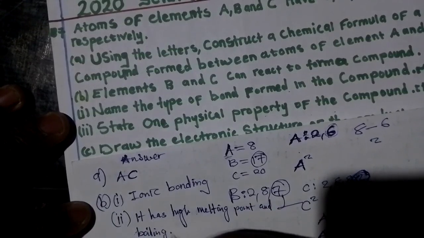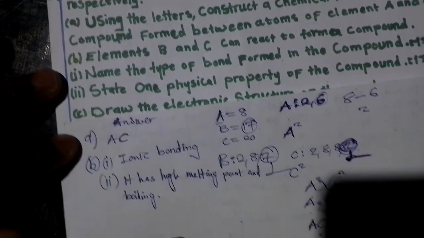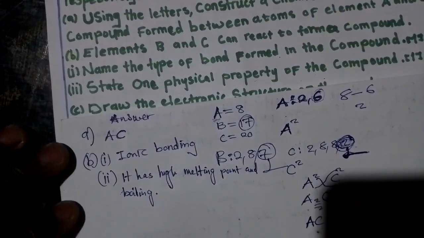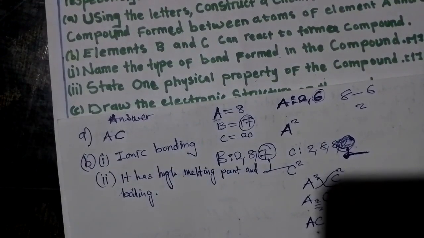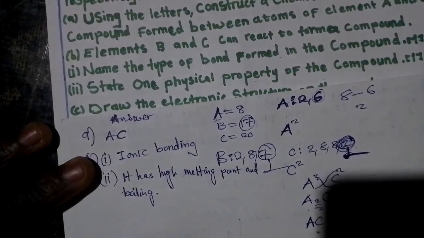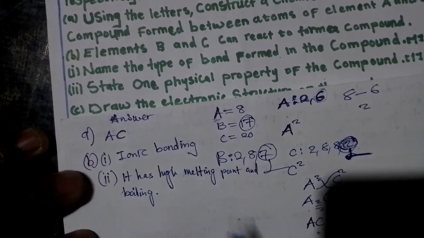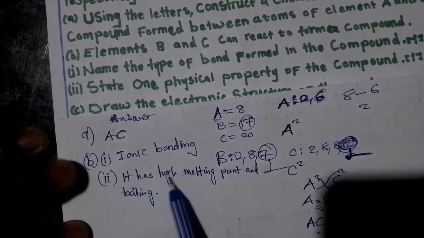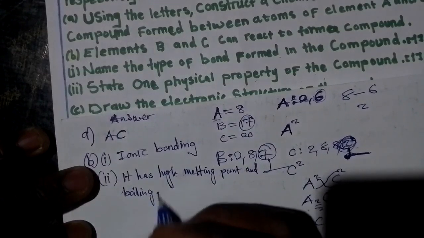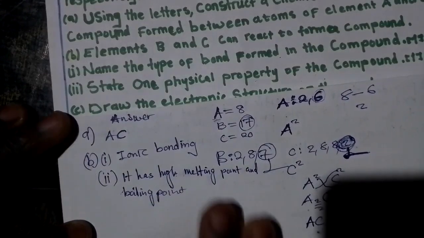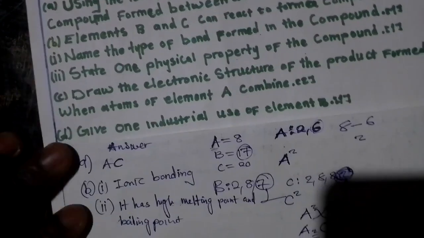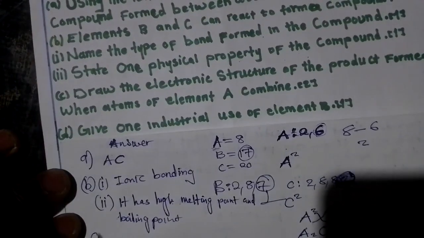Boiling point. So on this part here, don't start by saying it has high boiling point and melting point. That's wrong. Start with what? Melting point. If you start with boiling point, they are going to mark it wrong. So just say it has high melting point and boiling point.